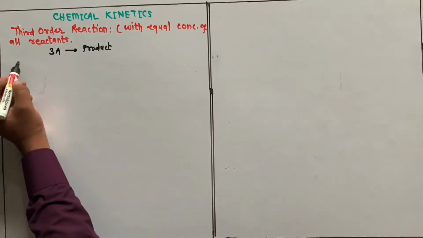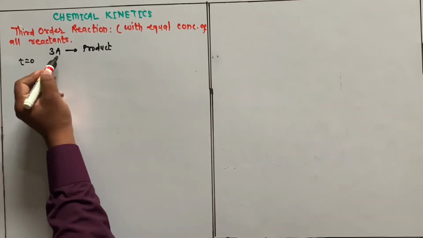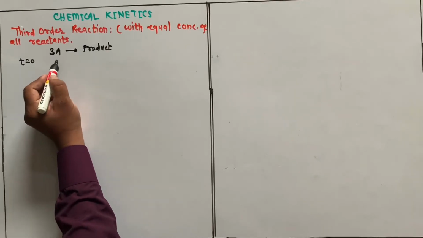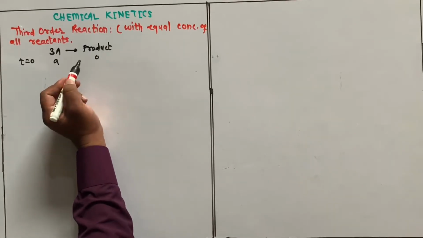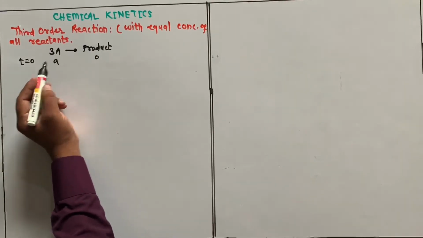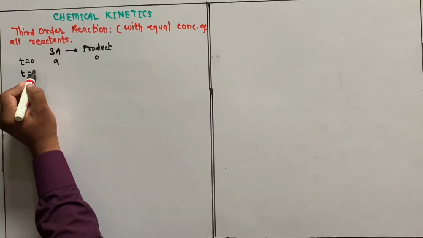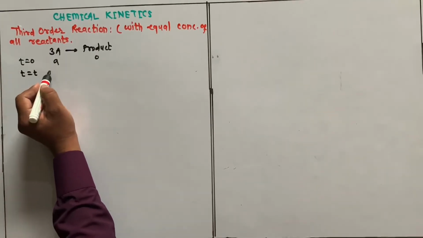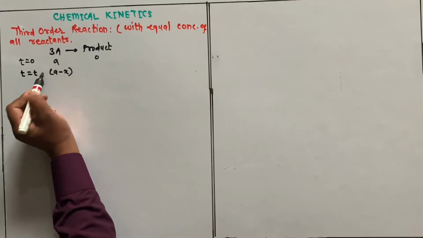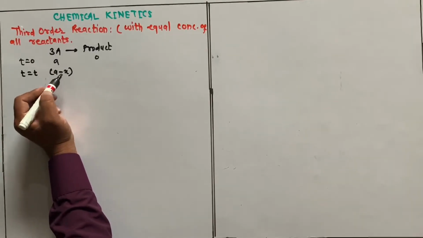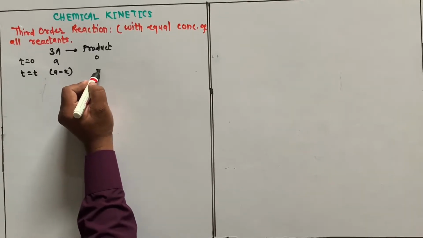So when time t was 0, let us consider the initial concentration of A as small a and that of product is 0. Now the reaction proceeds, and at some time t is equal to t, the remaining concentration of reactant is a minus x and that of product is say x.